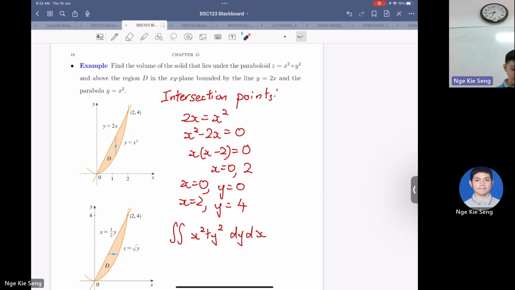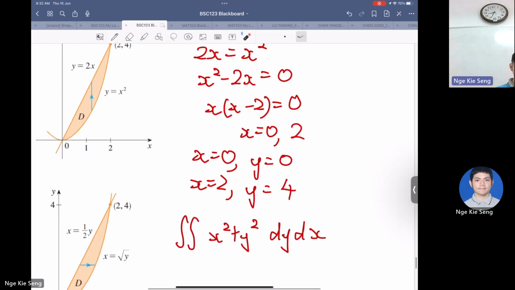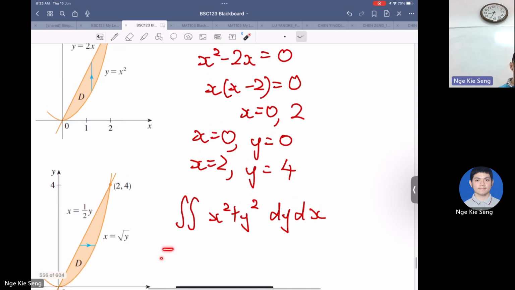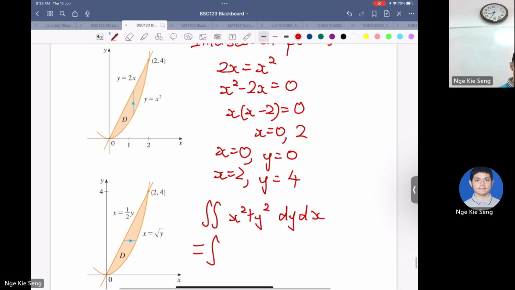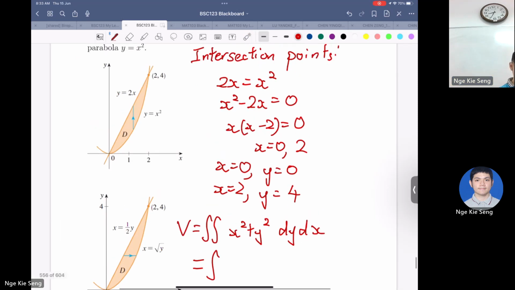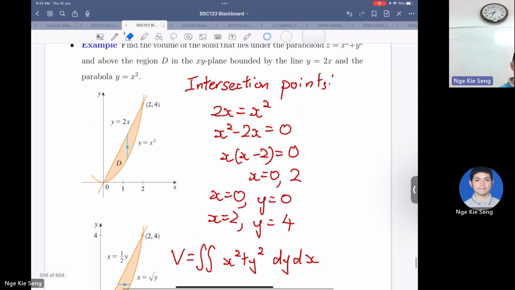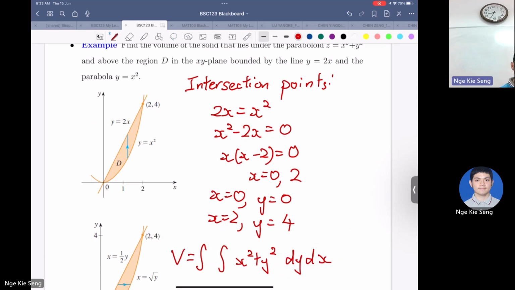Okay, so we want to compute dy dx. So we need to fix x first. So what is x? X is going from where to where? Look at the graph. So where's the x ranging? Ranging from 0 to 2. Okay?